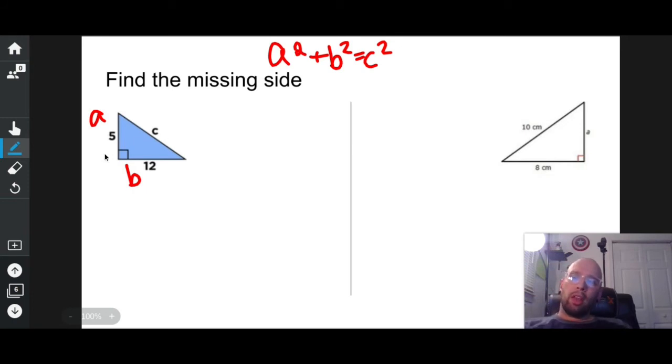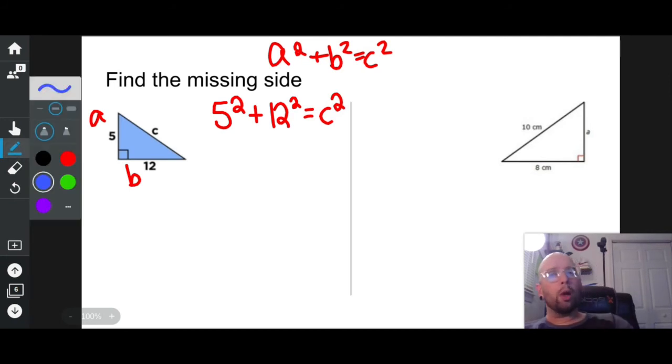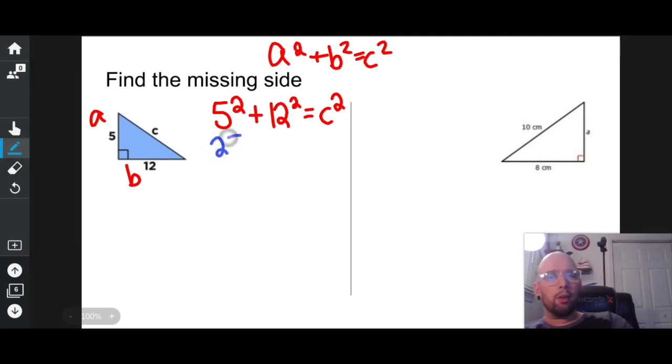So if I plug that into that equation, I'm going to replace A with 5. So 5 squared plus, I'm going to replace B with 12. So 12 squared. And that's going to equal C squared. What's 5 squared? 25. What's 12 squared? 144. And what's C squared? I don't know. Well, actually, I do know it's 169.